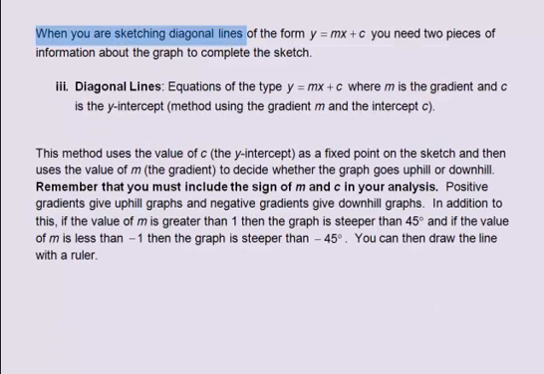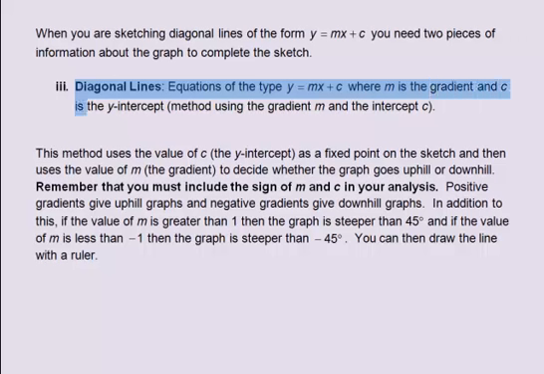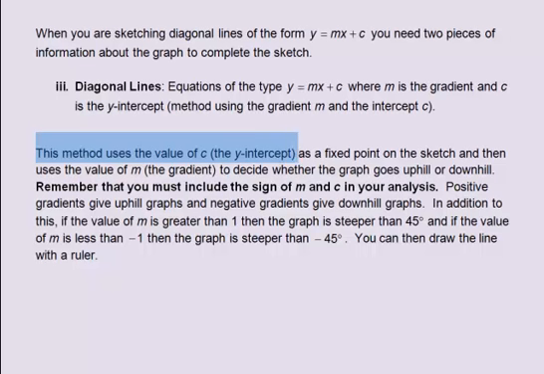When you are sketching diagonal lines of the form y equals mx plus c, you need two pieces of information about the graph to complete the sketch. 3. Diagonal lines. Equation of the type y equals mx plus c, where m is the gradient and c is the y-intercept. Method using the gradient m and the intercept c. This method uses the value of c, the y-intercept, as a fixed point on the sketch, and then uses the value of m, the gradient, to decide whether the graph goes uphill or downhill.